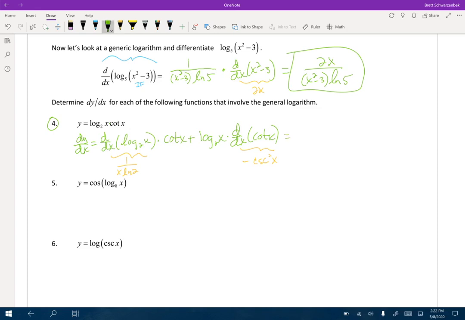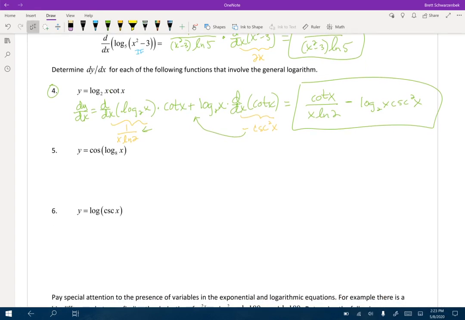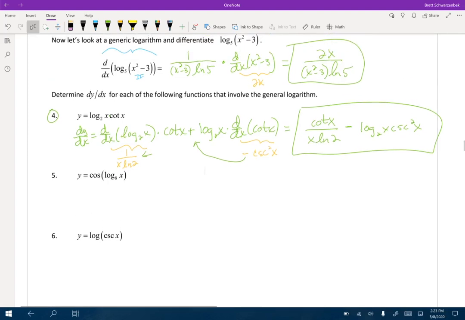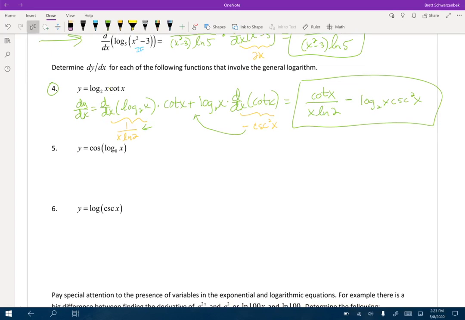So if we put this all together, it's a very crazy looking derivative. It looks like this, here is all denominator work. So cotangent x over x natural log of 2. And then this negative is going to change that sign there to minus log base 2 of x cosecant squared x. Which means this is going to be our derivative for this particular problem. Okay, so similar to before, we don't have a lot of inner functions. We start with one, but we don't have a lot of inner functions. We're just going through the process of understanding the difference between product and chain, basically. This is why I do this exercise, because students are often confused by that.